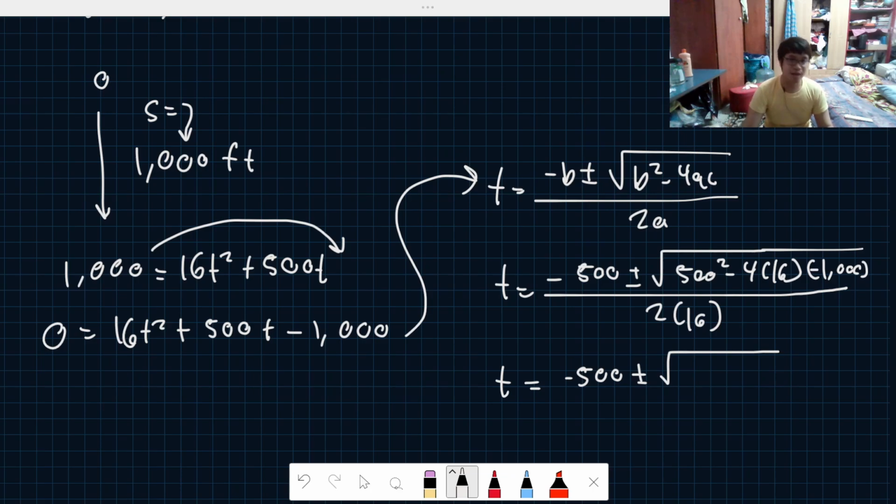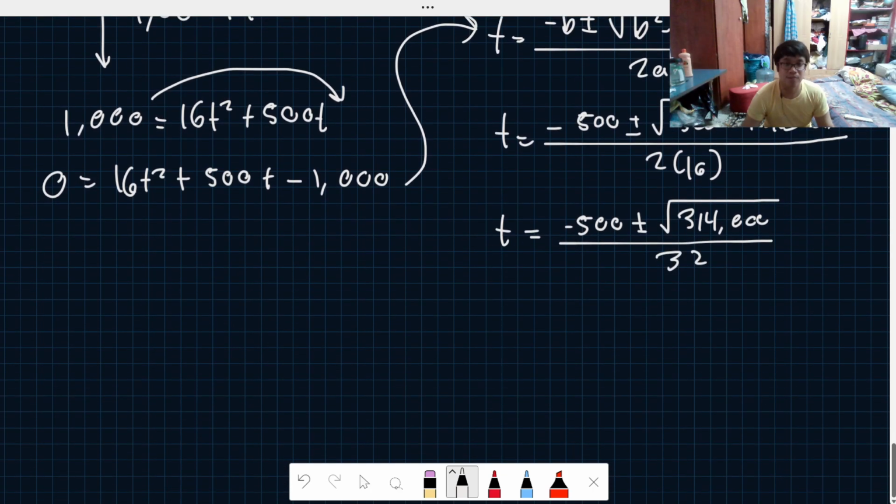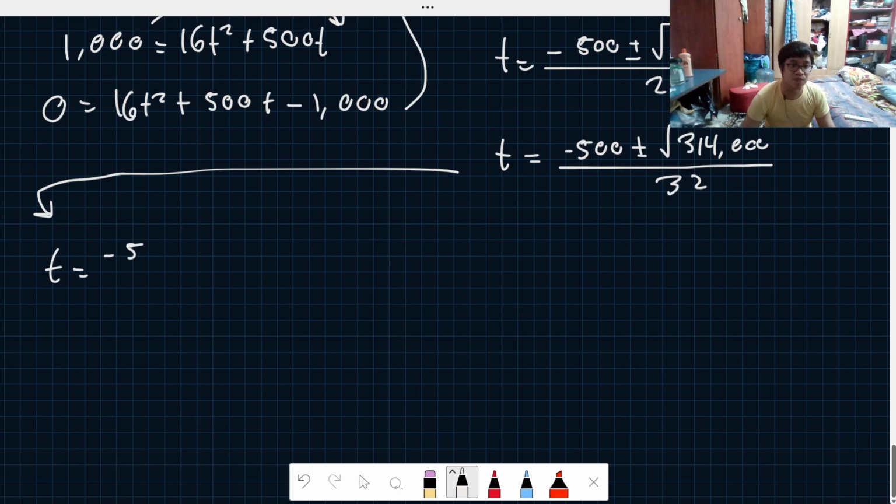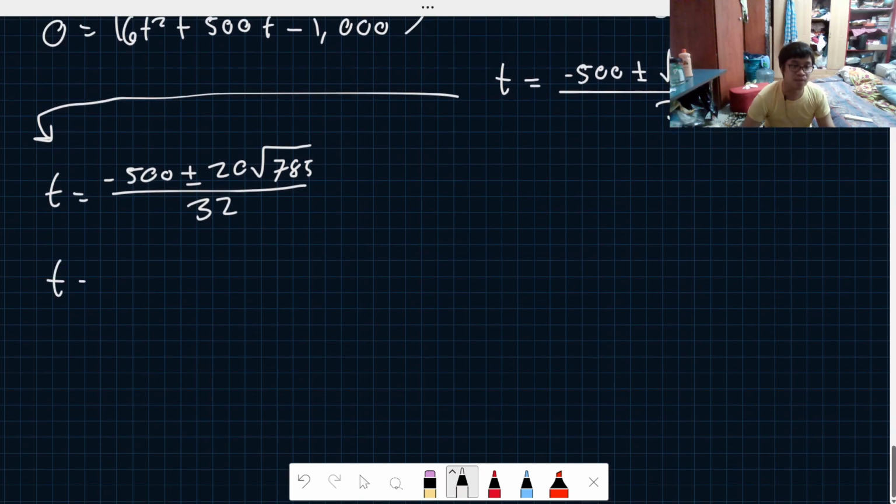Okay, going back. So the value for that is the same as earlier, which is 314,000 all over 32. Then we can simplify this one. So here we will have t is equal to negative 500 plus minus 20 times the square root of 785 all over 32, which if we simplify one more time is negative 125 plus minus 5 square root of 785 all over 8.